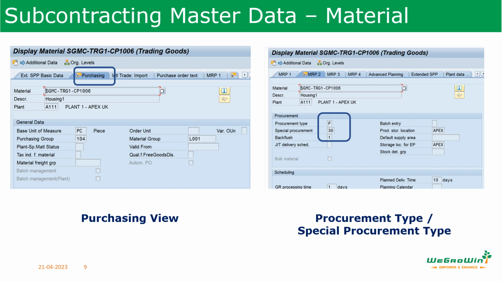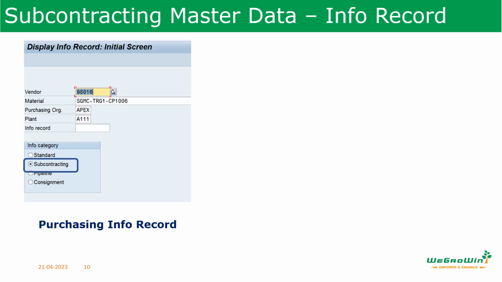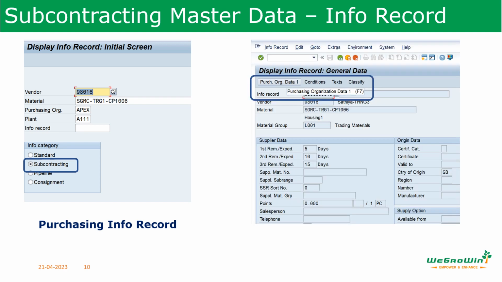Here we see the details maintained in Material Master. Purchasing view is maintained. In MRP2 view, procurement type F and the special procurement type 30 are maintained. While creating the purchasing info record, please note to select the option subcontracting under info category. Inside the info record, update purchase organization data details including the price to carry out the agreed operations.